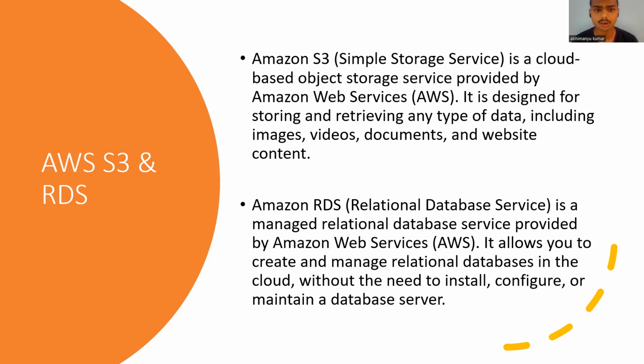In this one, we got a CSV file for Bank of Baroda stock. It was the past March month data. So we uploaded it on S3 for analysis. Then RDS is Relational Database Service. It is a managed relational database service provided by AWS. It allows us to perform database activities on cloud without installing or configuring any engine.